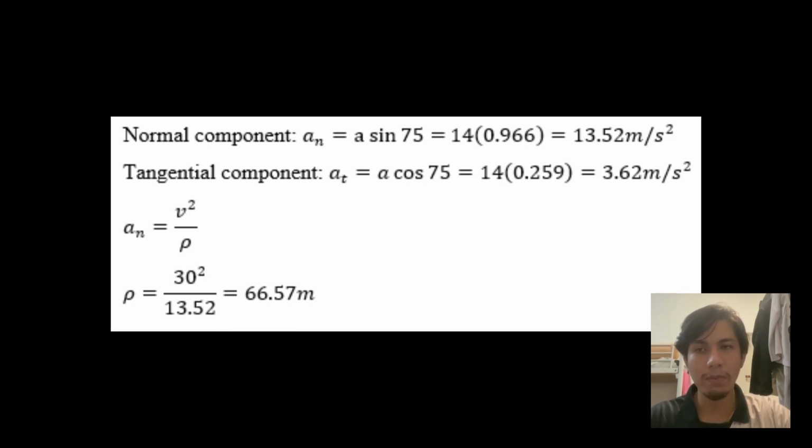we must find the path radius by using the formula AN equals V squared over the path radius, and put the information that has been calculated into the formula. The formula should be path equals 30 squared over 13.52, and we got the answer for the path is 66.57 meter.